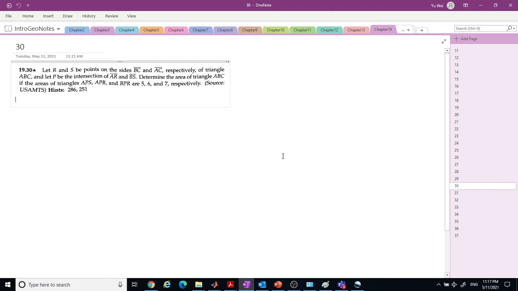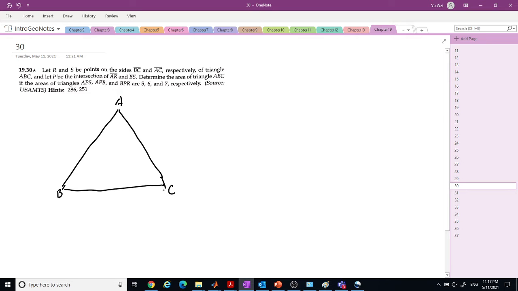So the RS, we have a triangle ABC. Okay, and R and S are on the segments here and here, BC and AC. Then we have AR and BS intersect at P.